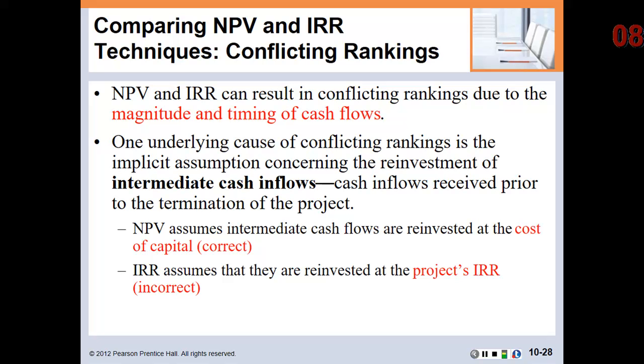So you need to know that. Net present value, intermediate cash flows reinvested at the cost of capital, correct. Internal rate of return reinvested at the project's internal rate of return, which is incorrect. And you will see a couple of questions probably related to that on your bonus test. Does that make sense? I know it's the last day of class, and talking about capital budgeting on the last day of class is tough, but just stick with me here.